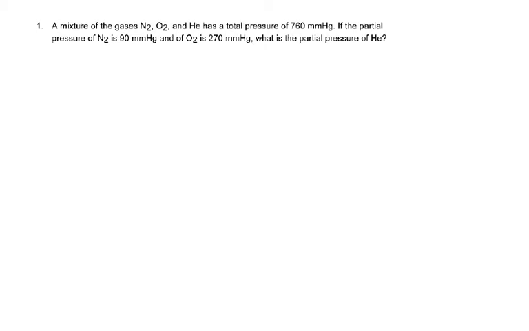Okay, so this is a follow-up to the warm-up activity that we did on Monday. So let's look at each one of these problems. The first one says a mixture of the gases nitrogen, oxygen, and helium has a total pressure of 760 millimeters of mercury. If the partial pressure of nitrogen is 90 millimeters of mercury and of oxygen is 270 millimeters of mercury, what is the partial pressure of helium?